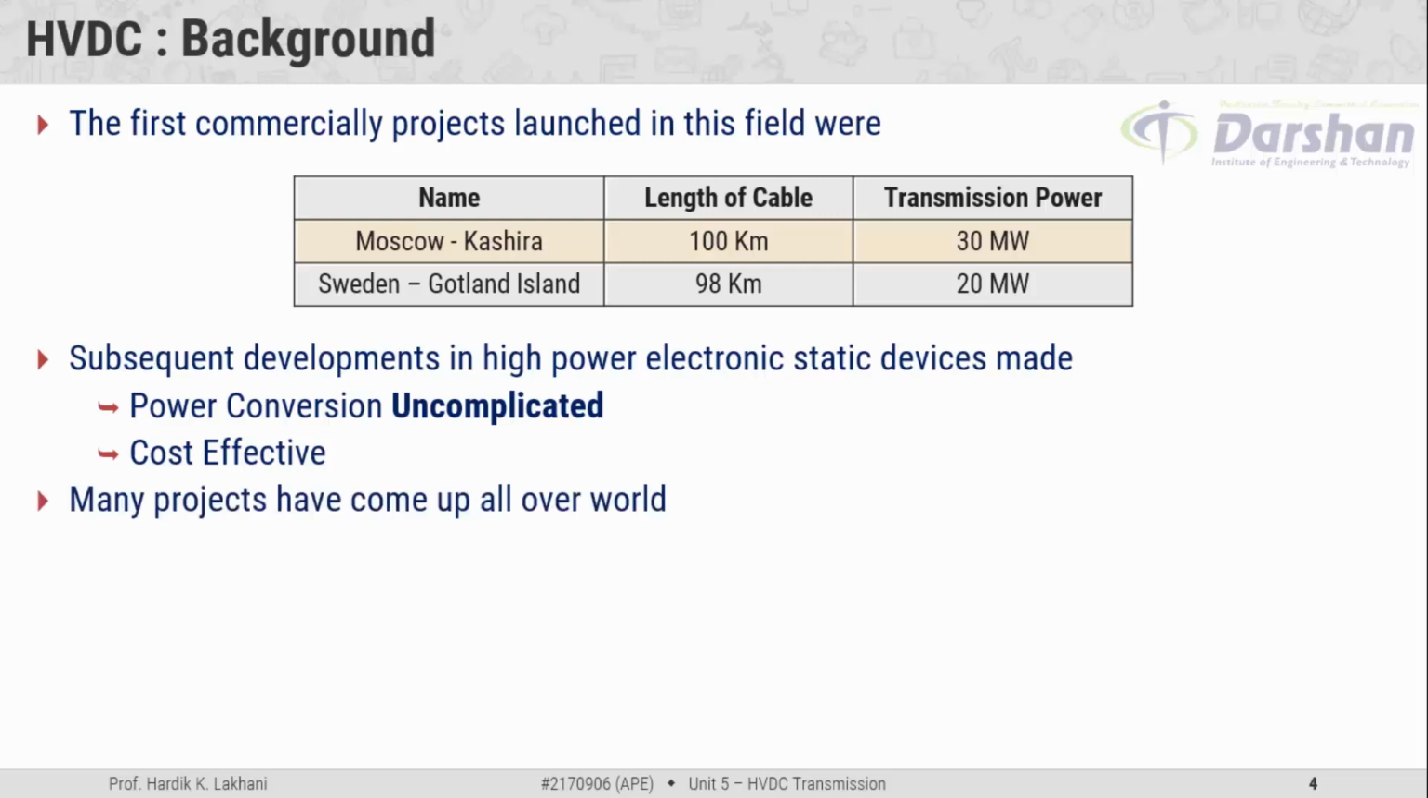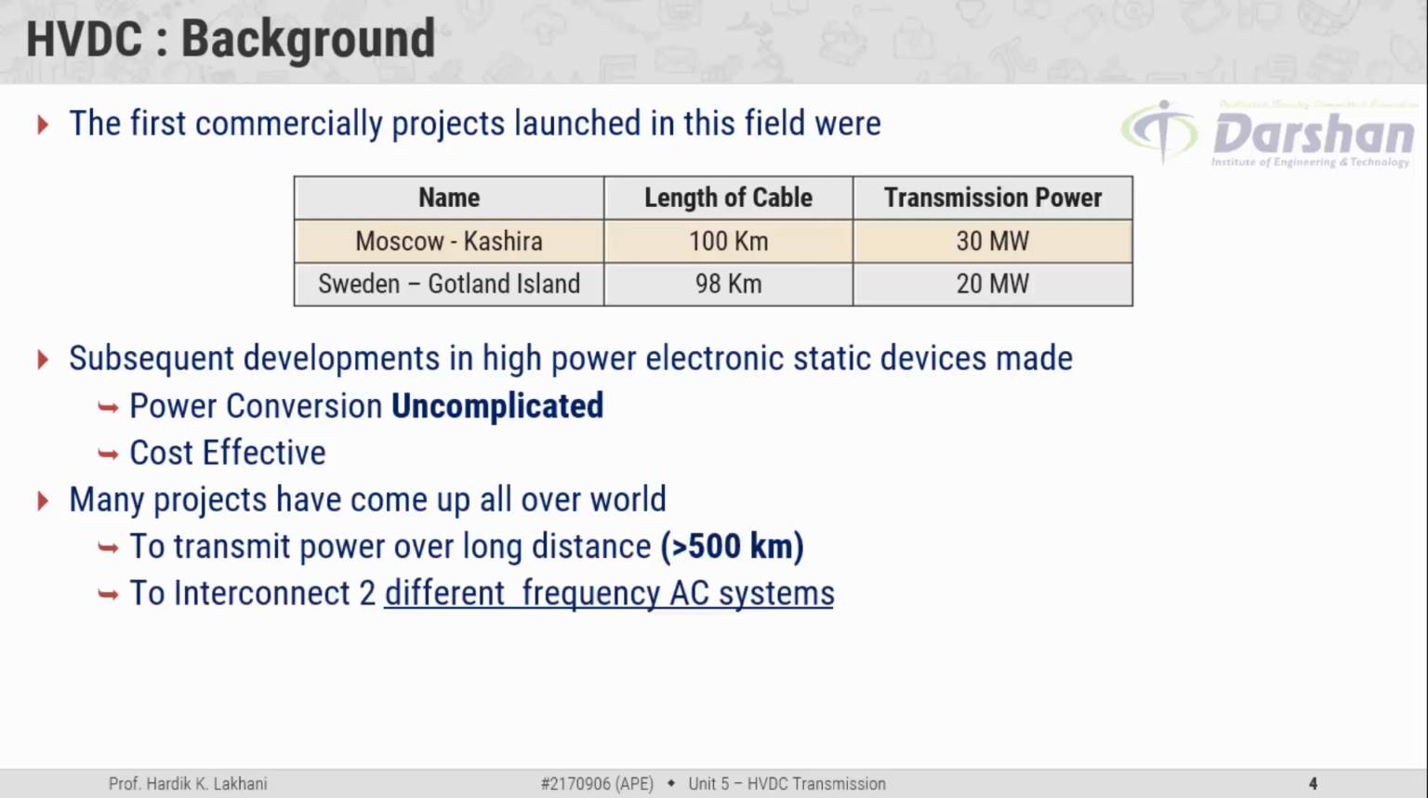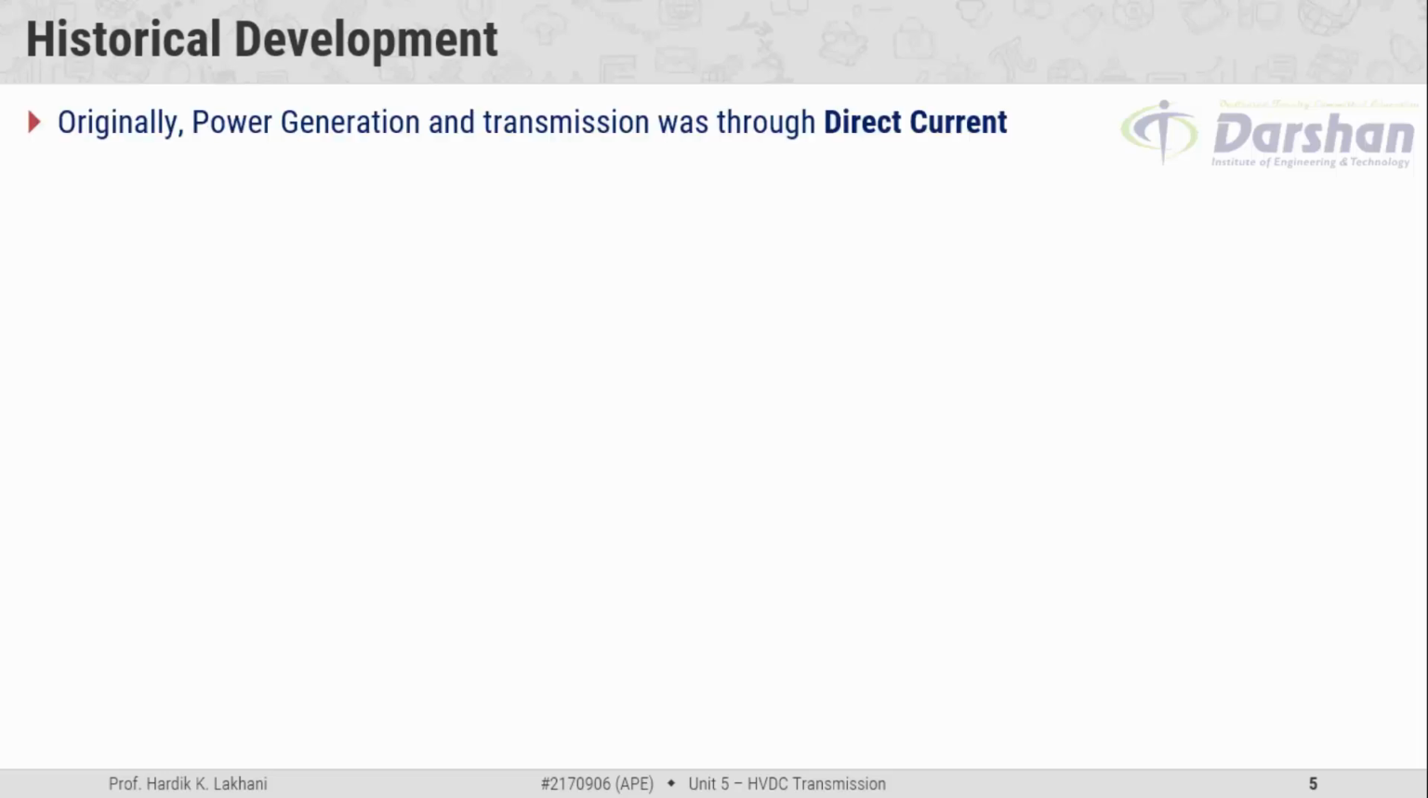And because of these two reasons, many projects have come up all over the world for transmitting the power over longer distance, which is greater than 500 km, and to interconnect two different frequency AC systems, which implies that HVDC technology could be used to interconnect two different nations operating with different frequencies for transmitting power from one location to another location. Let us quickly have a glance at the historical development of HVDC.